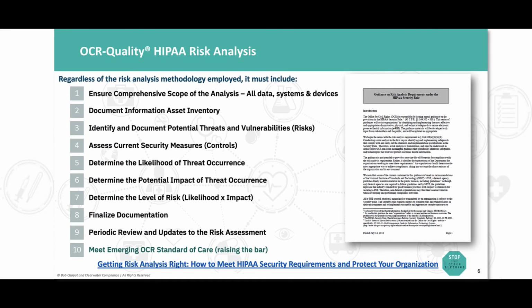So if that constitutes the risk landscape, let's pivot over to what comprises an OCR quality risk analysis. What you see on this slide are what's called 9 essential elements of an OCR quality risk analysis. These are derived from the guidance that OCR published in July of 2010. These elements and the guidance from which they come constitute the basis on which OCR judges whether you have conducted a comprehensive enterprise-wide risk analysis.